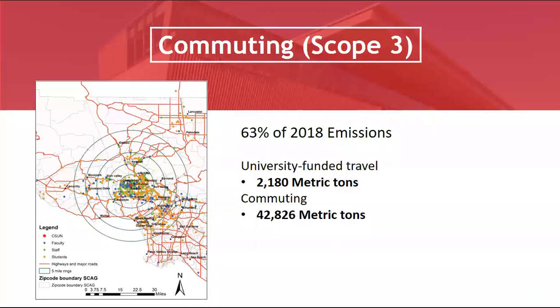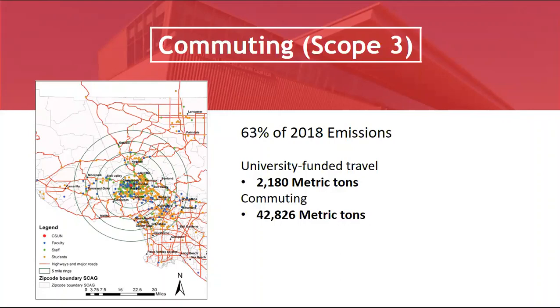All right, so commuting Scope 3 emissions. These make up 63% of our total emissions. This is primarily commuting. If you look at the numbers there, 42,000 metric tons comes from commuting. This is for faculty, staff, and students. And then the other chunk there comes from university funded travel. So we do calculate all the emissions from the flights that folks take to attend conferences, or the vehicle miles traveled for attending conferences and meetings.